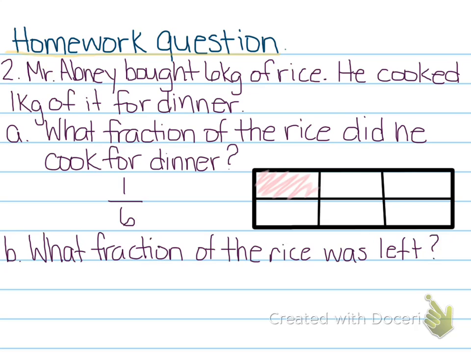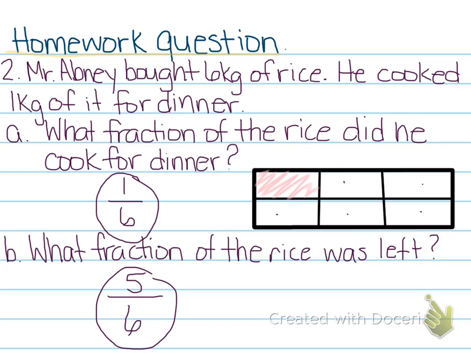What fraction of the rice was left? Well, now I can simply count the unshaded parts. 1, 2, 3, 4, 5 are not shaded. So I've changed what I've talked about, which is now going to be the unshaded units, but we're still going to use the same unit of sixths because it's still split into 6 sections. So Mr. Abney cooked 1/6 of the rice for dinner. 5/6, part B, of the rice was left.